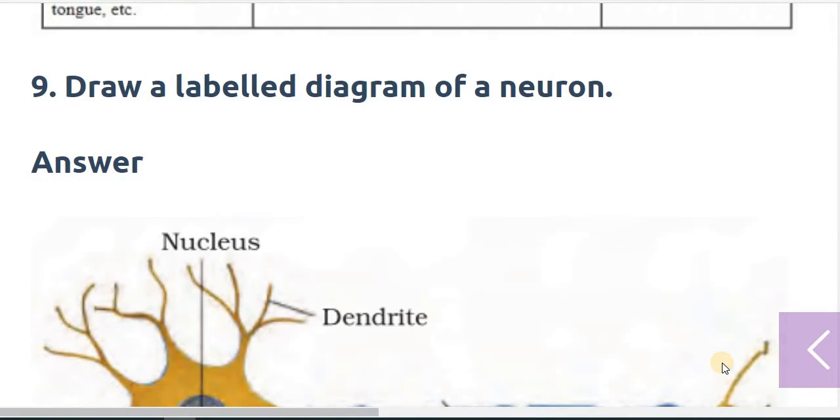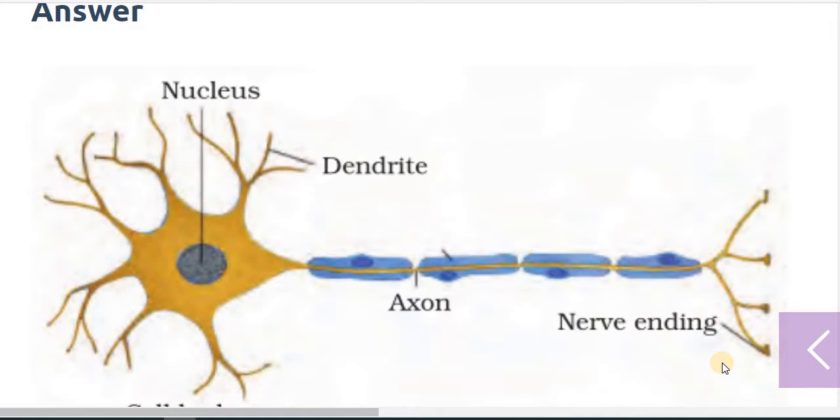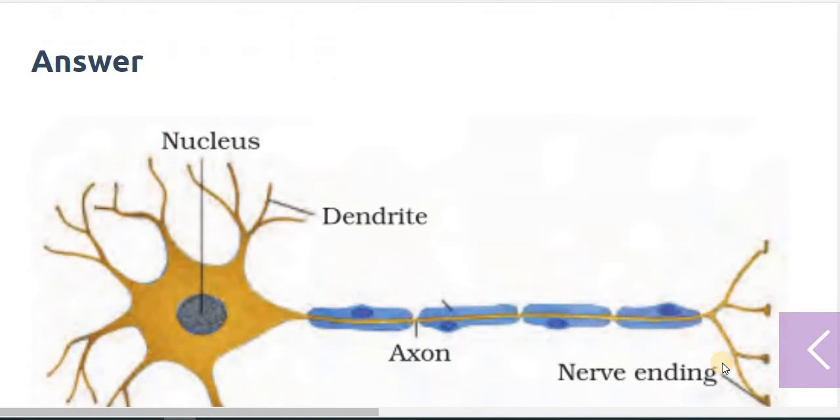heart. Now let's see question number 9. Draw a labelled diagram of a neuron. It is an important question. You have to draw the structure of a neuron, meaning the nerve cell, and this nerve cell or nerve tissue also comes in standard 10. So it is important to learn well.